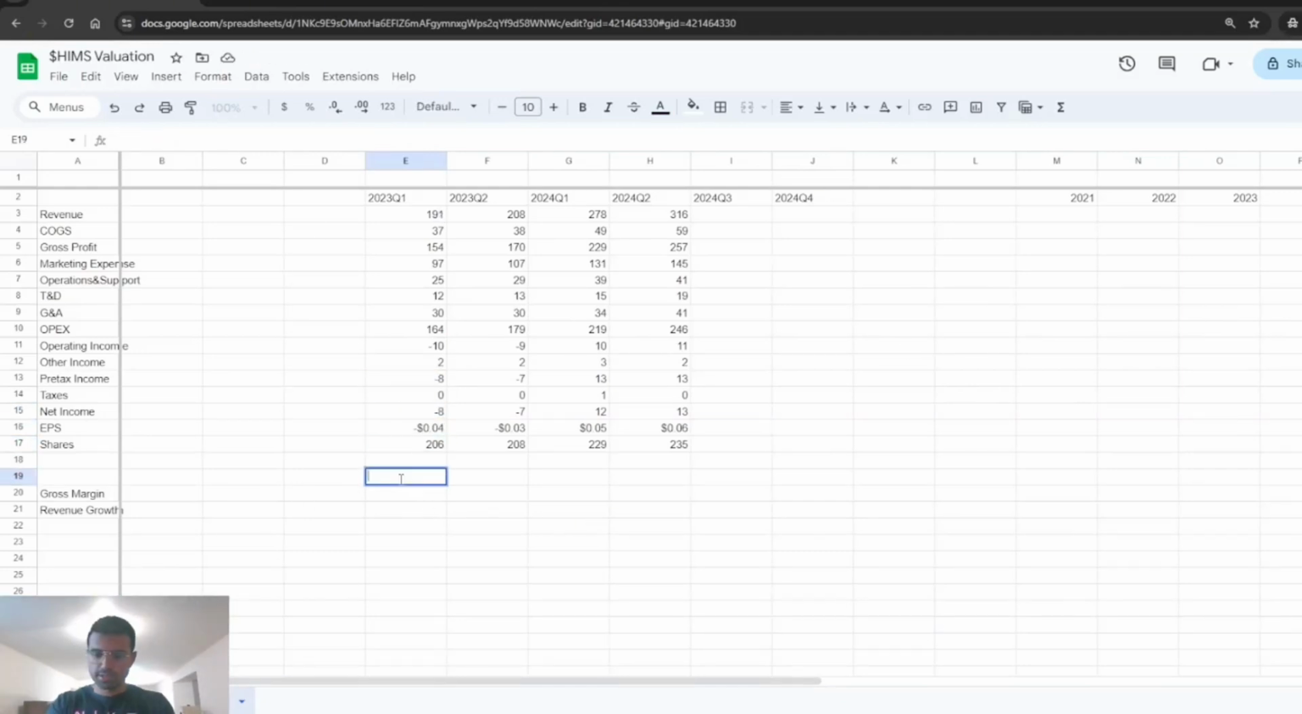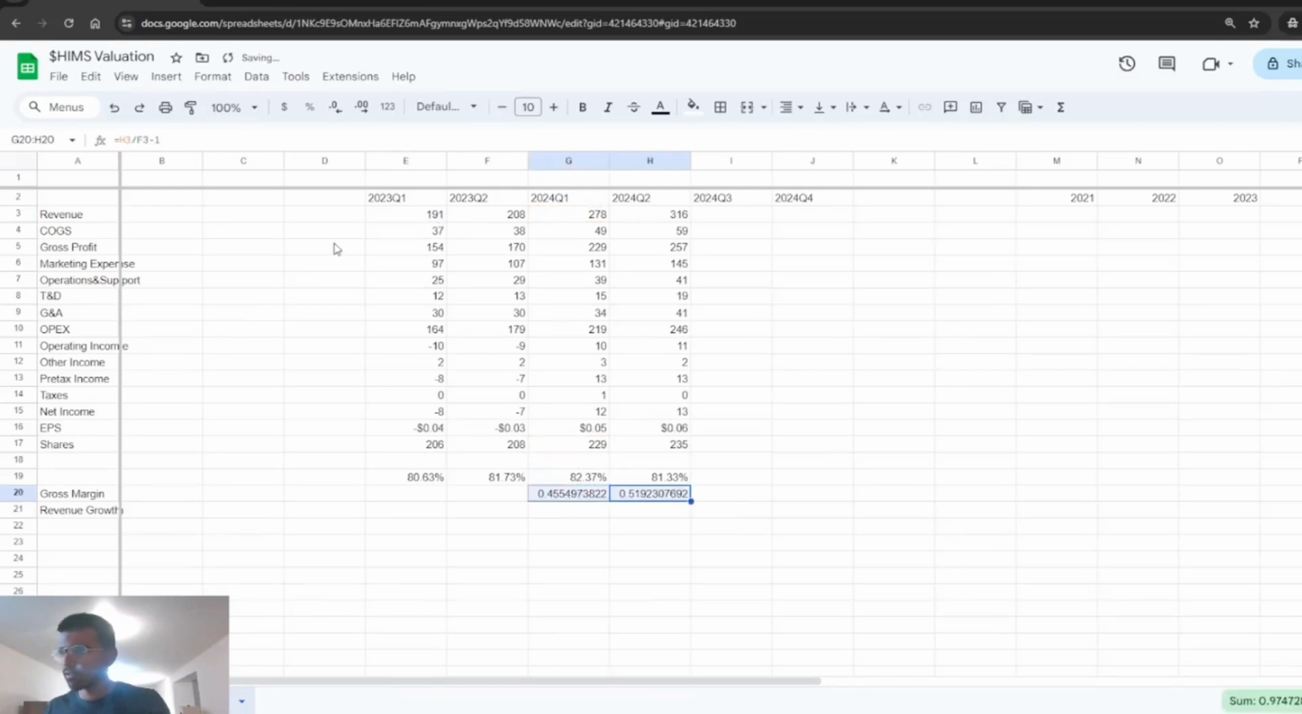So what's the gross margin? I mean, the gross margin is just the gross profit over the revenue. Wow, that's really good. Really, really good. Revenue growth is going to be this over this minus 1. Same thing here. 45%, 51%. Really good. Hims is a beast.